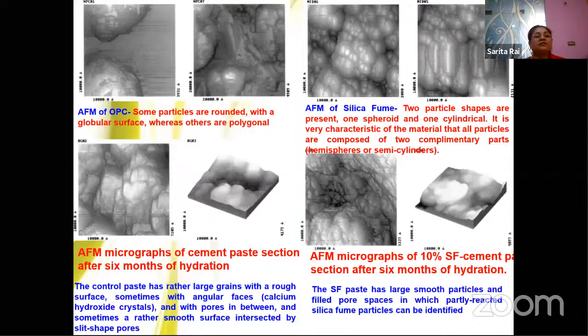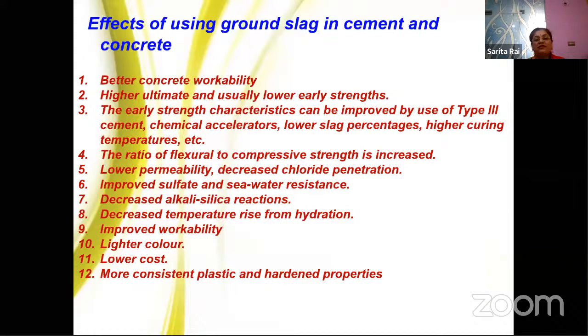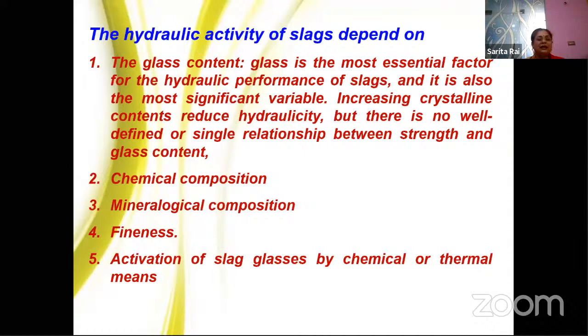These are the effects when we use slag in cement and concrete. We can get better concrete work, lighter color, lower cost, and more consistent plastic and hardened properties. The hydraulic activity of slags depends on the glass content, chemical composition, mineralogical composition, fineness, and activation of slag glasses by chemical or thermal means. The rate of hydrolysis of GBFS increased with the increase of sodium hydroxide concentration.